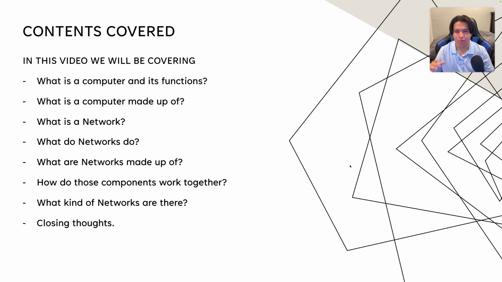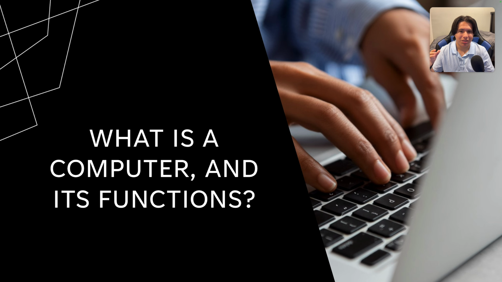Today we're going to be covering what is a computer and its functions, what is a computer made up of, what is a network, what do networks do, what are networks made up of, how do these components work together, and what kind of networks are there, and then some closing thoughts. So let's start it off with what is a computer and its functions.